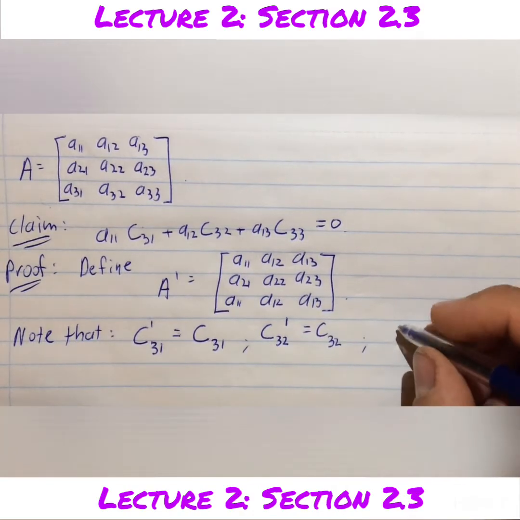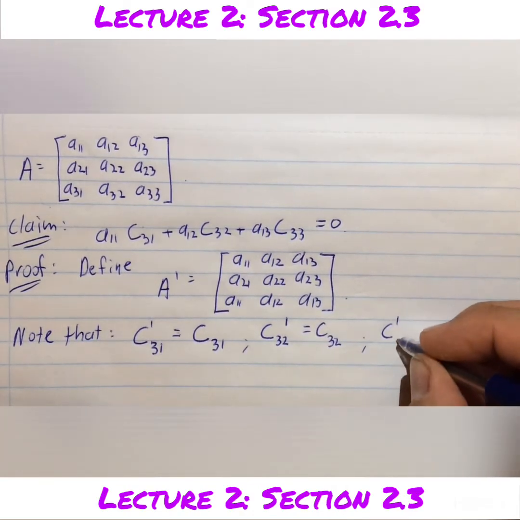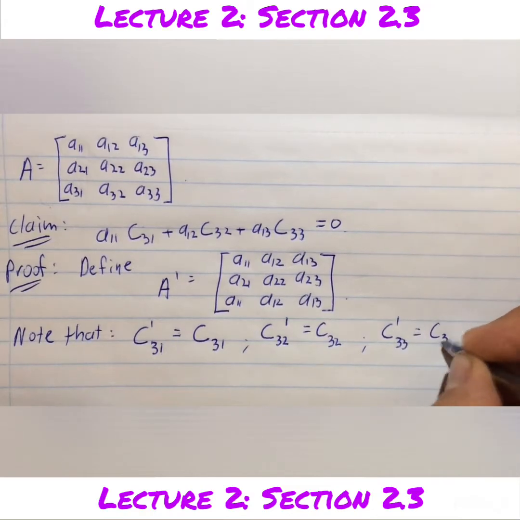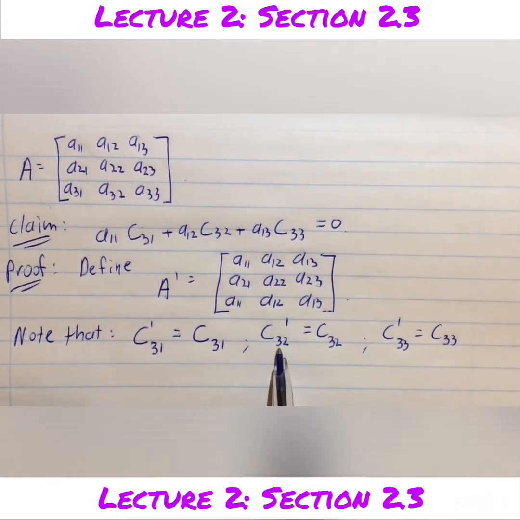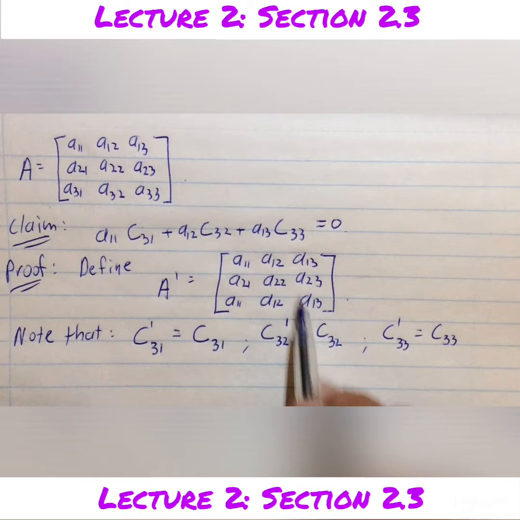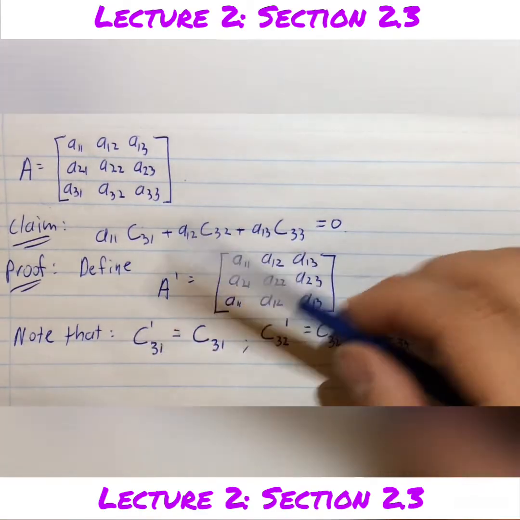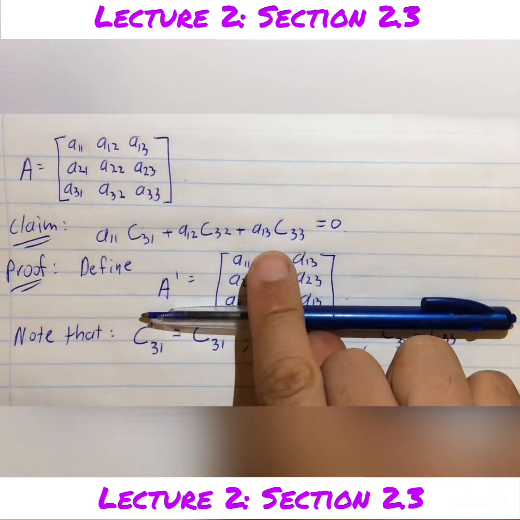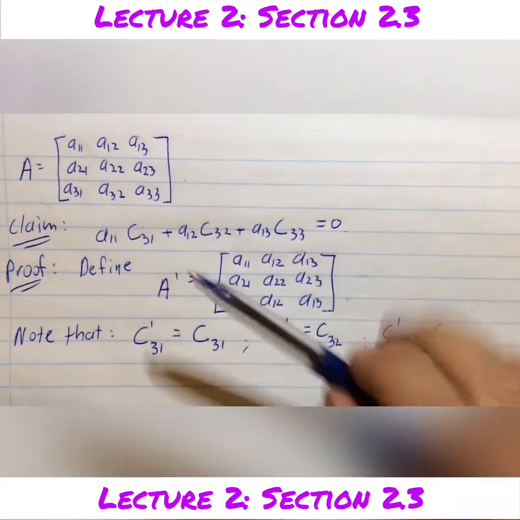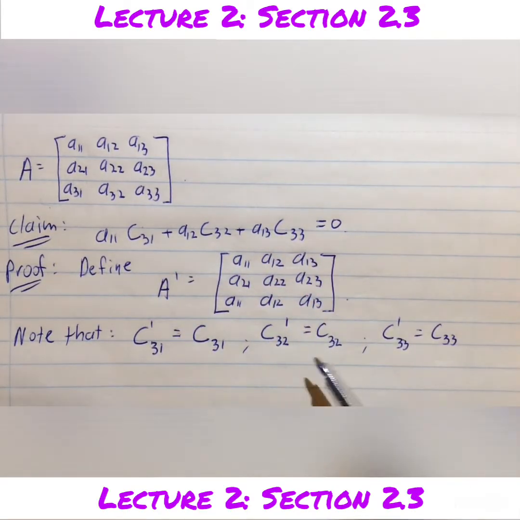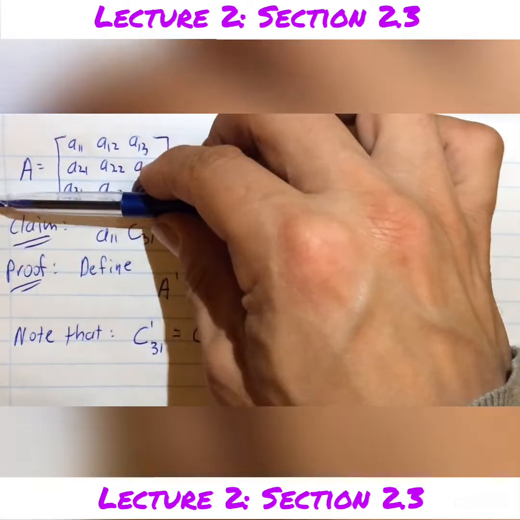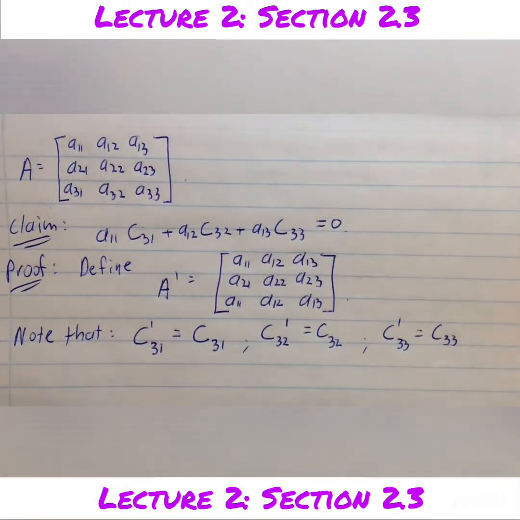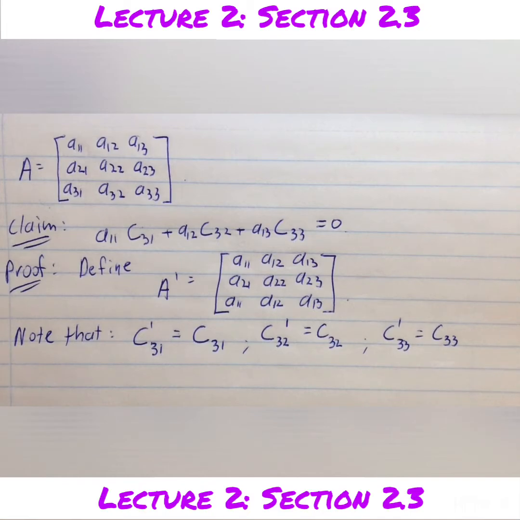And we also have that this is also true for the cofactor of the entry in the third row and the second column. You're going to have to calculate the determinant of this matrix if I cancel the third row and the second column, and that is again going to be the same cofactor that I get by cancelling the third row and the second column of A, and so on and so forth. And the same for C33 as well.